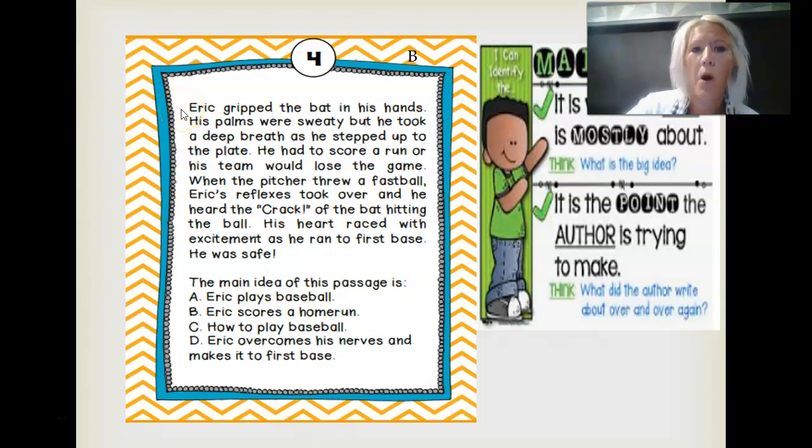Eric gripped the bat in his hands, his palms were sweaty, but he took a deep breath and stepped up to the plate. Are you picturing this in your mind? Remember, as you're reading, you should be making pictures in your mind. His heart raced with excitement as he ran to first base. He was safe. Use some inferencing skills here. Put together what you already know and what's happening in the text. That will help you arrive at the main idea also.